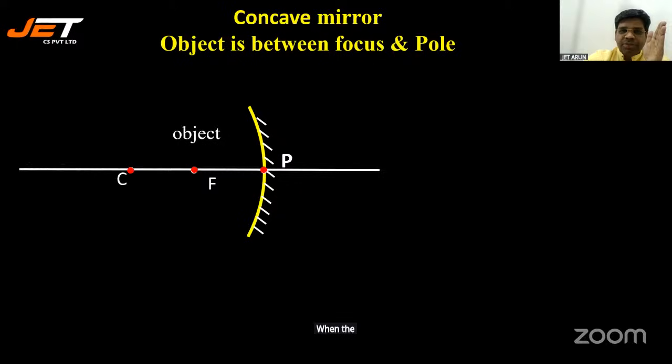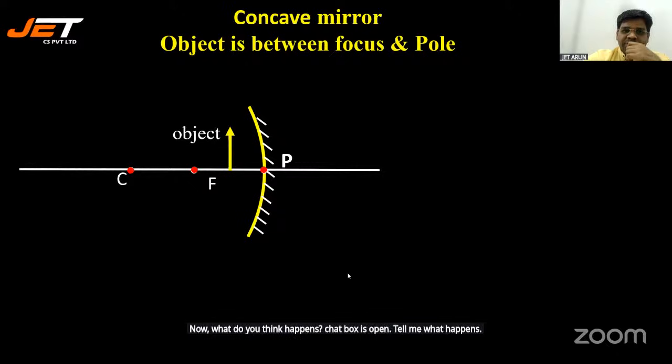When the object is between F and P, like this, the yellow arrow is the object. Now what do you think happens? Chat box is open. Tell me what happens. Yeah, Madhupriya, absolutely right. You're good at physics. Very good, Madhupriya. Yes, the other side of the mirror, Shivmani. Shailesh, good. Siri Chandana, good. Again, right, Madhupriya, good. Wonderful, Shivmani. Sanjana, wonderful.